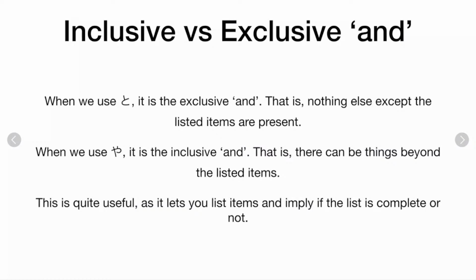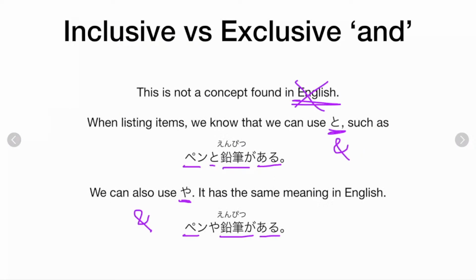In Japanese, "to" is the exclusive "and," that means that apart from the things that were listed, there is nothing else. So if we say "pen to enpitsu ga aru," we are saying there is a pen and there is a pencil, and that is all there is. There are no other things.